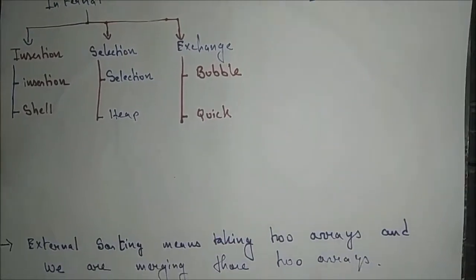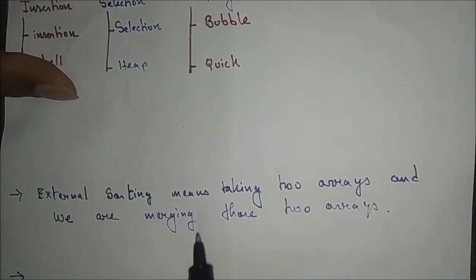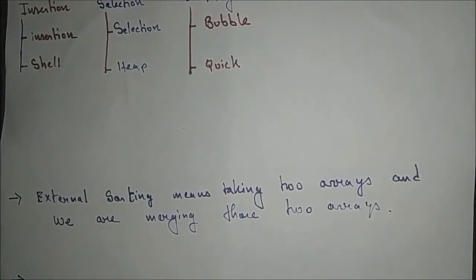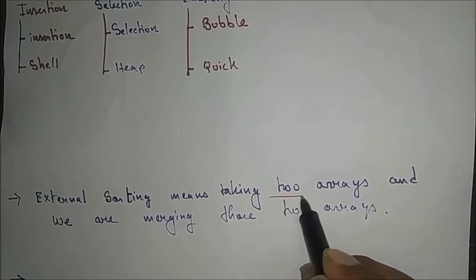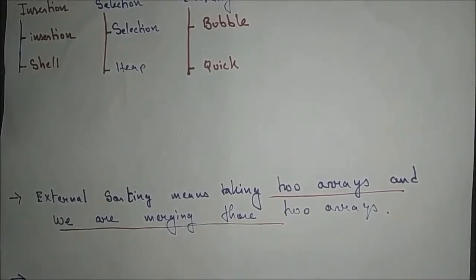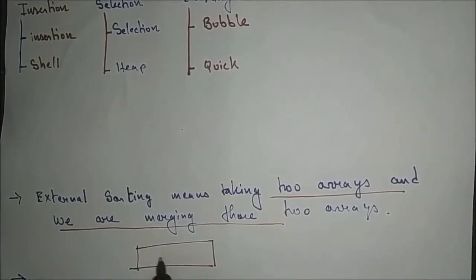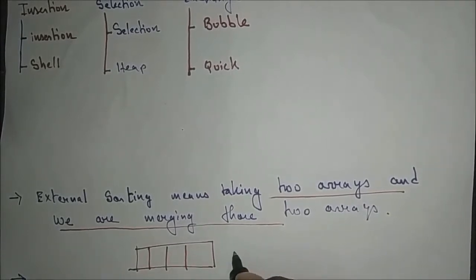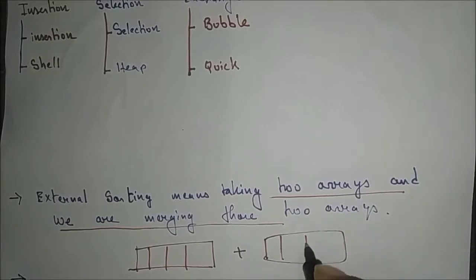The main definition: external sorting means we are taking two arrays and we are merging these two arrays. It's quite a simple definition. For example, we have taken this array and this array, and now we are merging them.